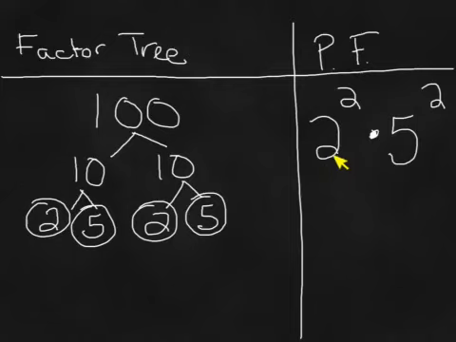Let's prove that. 2 squared equals 2 times 2, which is 4, and 5 squared equals 5 times 5, which is 25, and 4 times 25, or 4 quarters, equals 100 cents. So 4 times 25 is 100. That means that my prime factorization is correct for 100. Now let's go back to the board and try some problems.